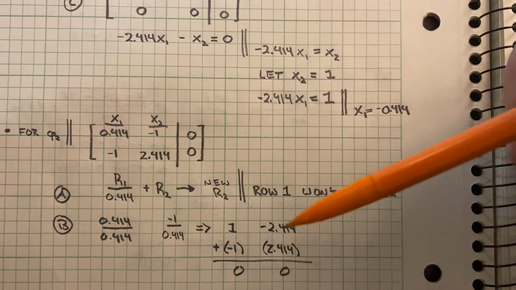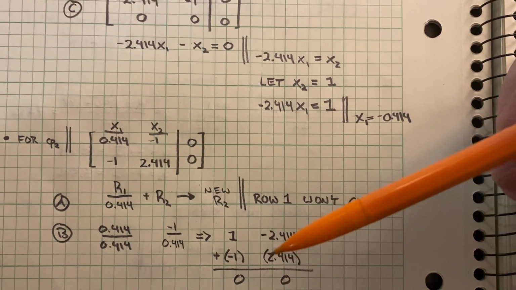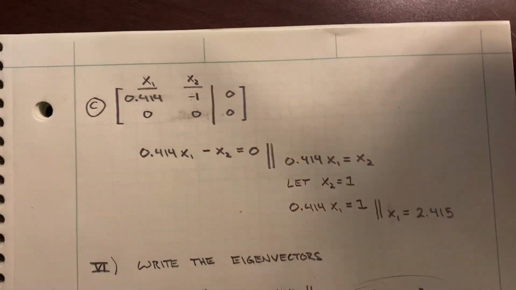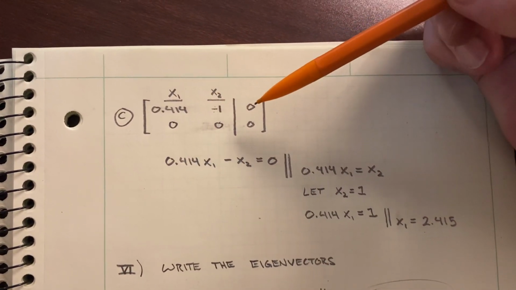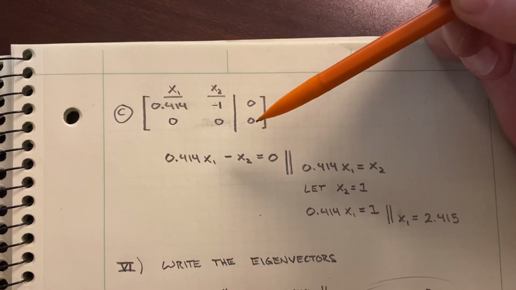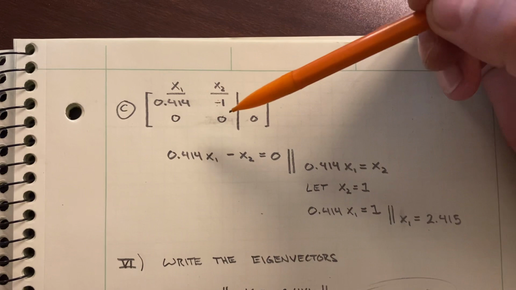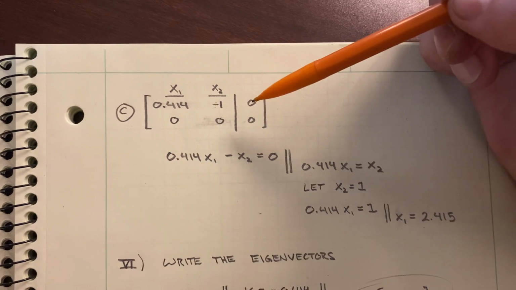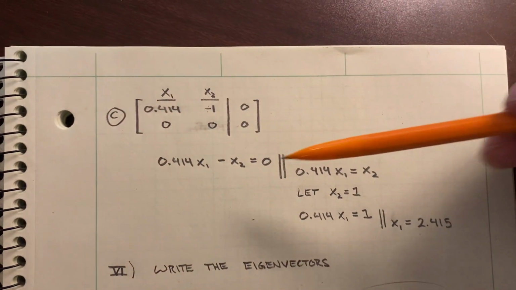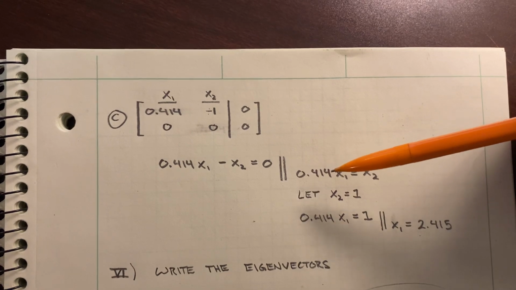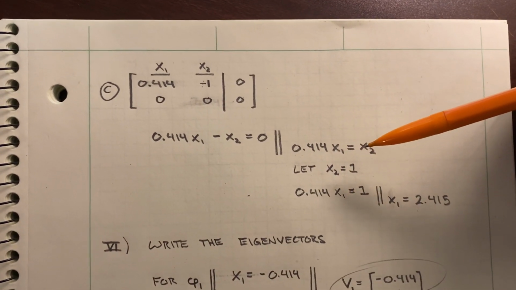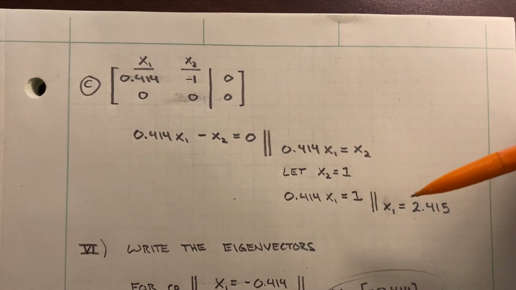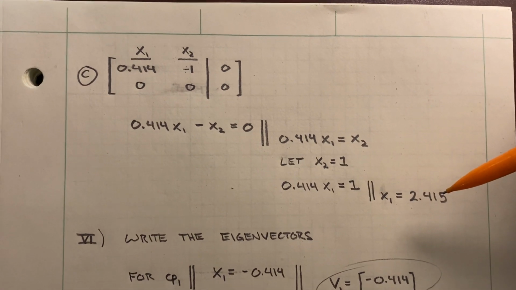1 plus negative 1 is 0. Negative 2.414 plus 2.414 is 0. Row 1 did not change, and now row 2 is a family of zeros. We'll assign our columns by the x1 and x2. 0.414x1 minus x2 is equal to 0. We'll move x2 to the other side. 0.414x1 is equal to x2. We will let x2 be equal to 1, and then we'll solve for x1. x1 is equal to 2.415.